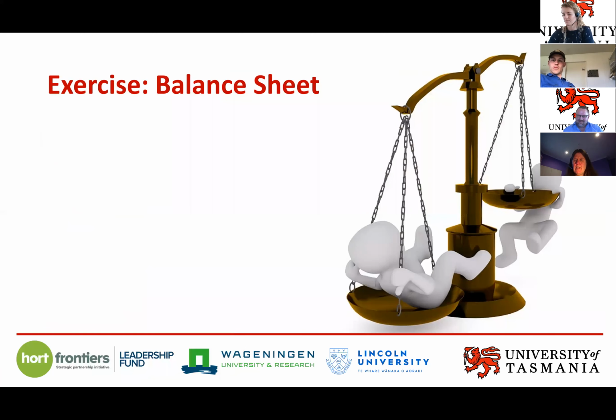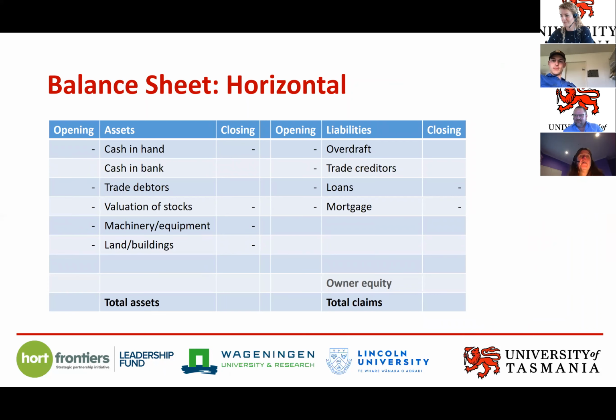So we're now going to look at the balance sheet in relation to Jonathan's business. So there are various forms of balance sheet. What I'm showing you here is the horizontal form. And in this particular one, we've got assets on the left and claims on the right, split into liabilities and owner equity. So the claims are made up of liabilities and also owner equity. Now you might see balance sheets, again a horizontal one, where you have the liabilities on the left and the assets on the right.